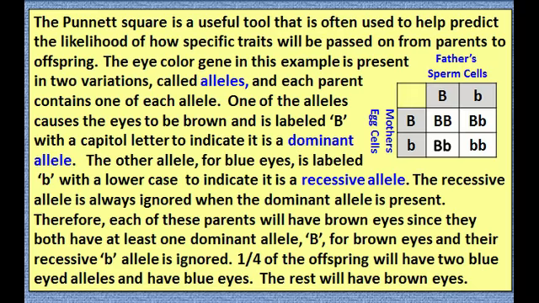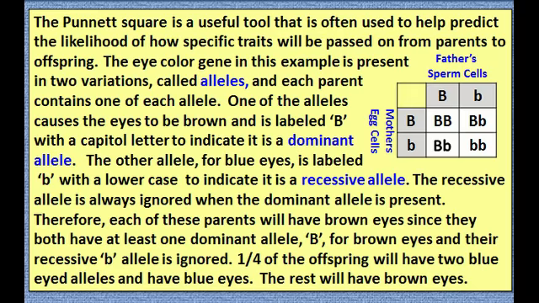The Punnett square is a useful tool that is often used to help predict the likelihood of how specific traits will be passed from the parents to the offspring. The eye color gene in this example is present in two variations called alleles, and each parent contains one of each allele.